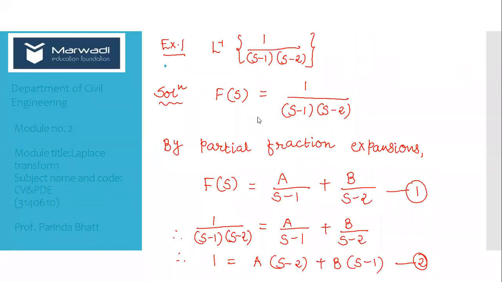We discuss this problem based on that. Here, 1 upon (s minus 1)(s minus 2). Write using the partial fraction method. Then take the LCM and we find the unknown values, capital A and capital B.